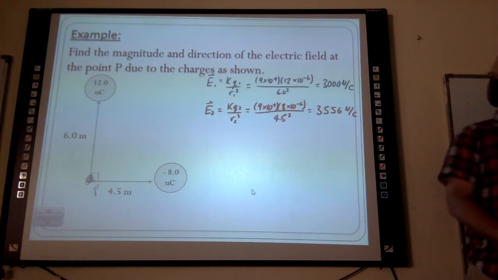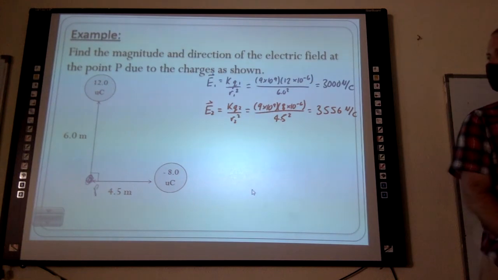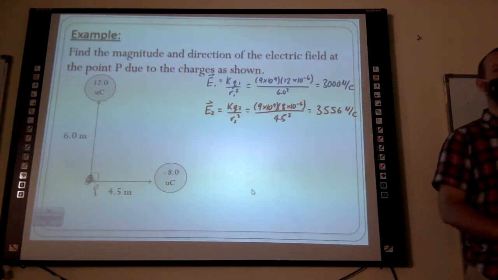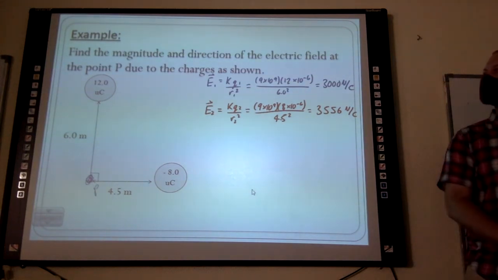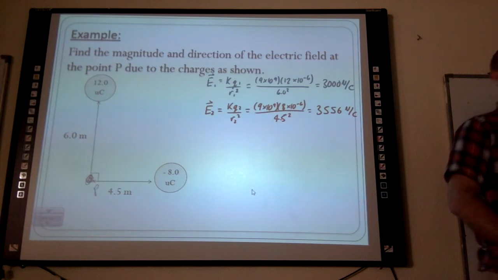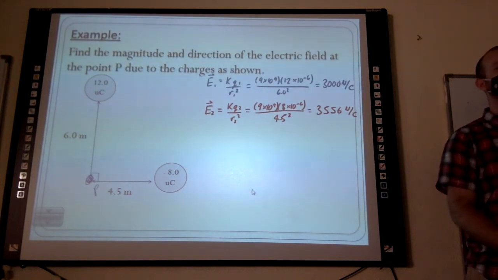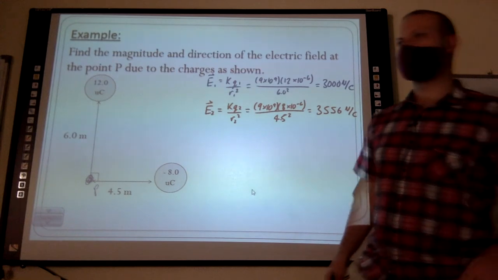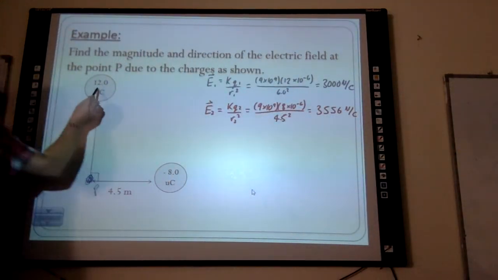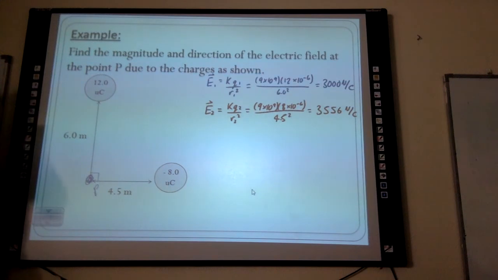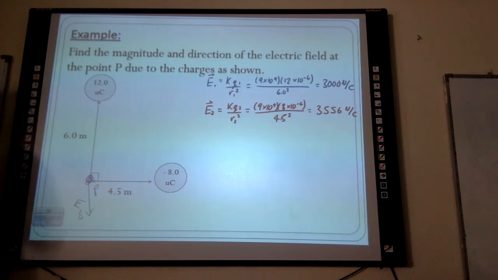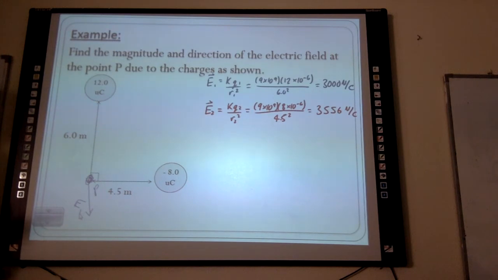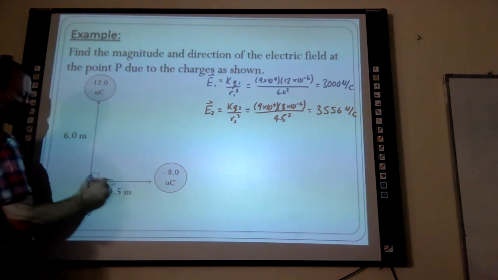And then in order to figure out the direction, let's draw some electric field lines. At point P, what direction is E1 going to point? The first electric field, where's that going to point? This one is positive. We're imagining there's a positive charge here. So E1 is going to point down. How about E2? To the right. Negative. It's going to attract this one.